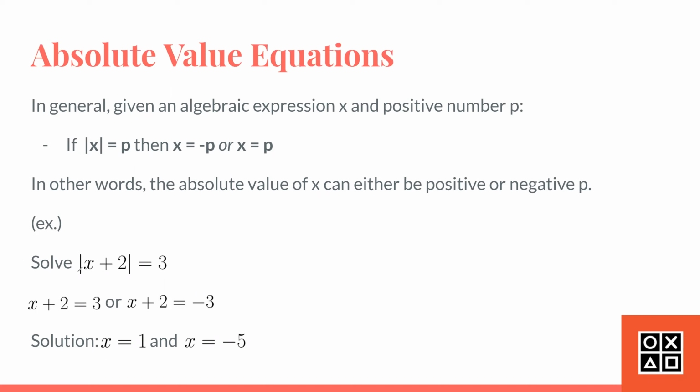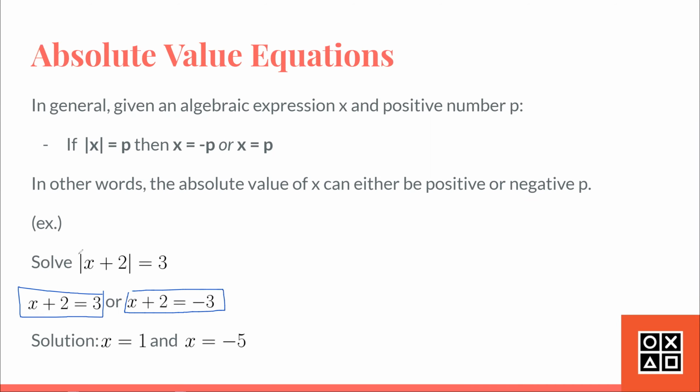Example, solve absolute value of x plus 2 equals 3. So x plus 2 equals 3, or it equals negative 3. So you have to solve both of these equations to satisfy this main equation. So the solution will be x equals 1 this way, and x equals negative 5 this way. And both answers are correct.